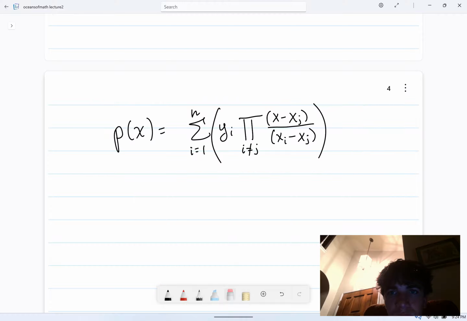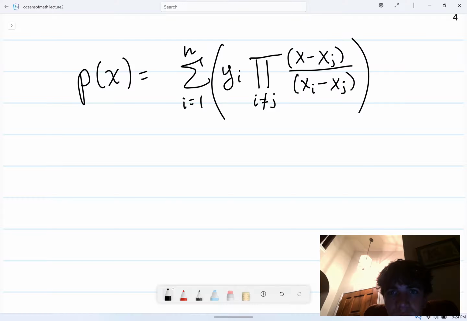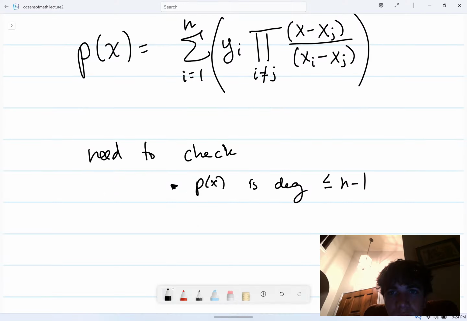Well, with this formula, I'll first just plug in the value of xi to see that the formula actually checks out and works, and then we'll talk about why it works. So we need to check two things. First, that p of x is degree less than or equal to n minus 1. And secondly, that p of xi equals yi for all i.